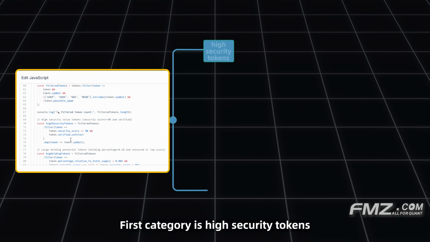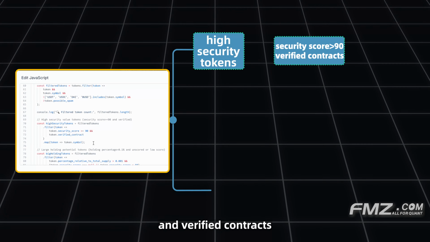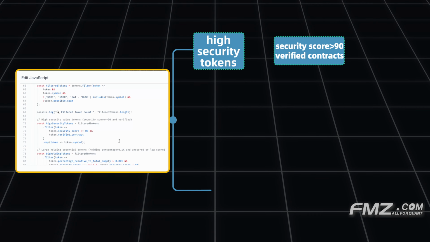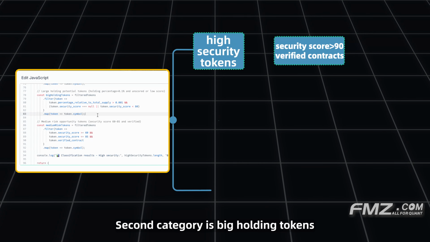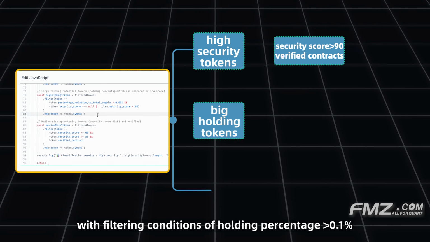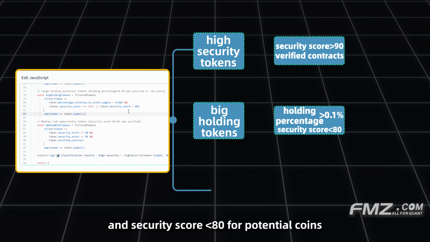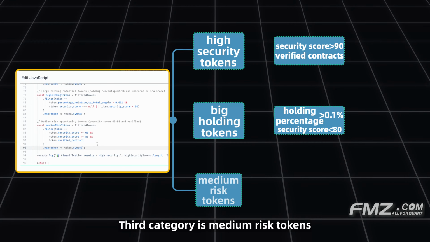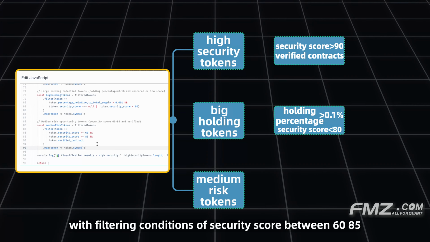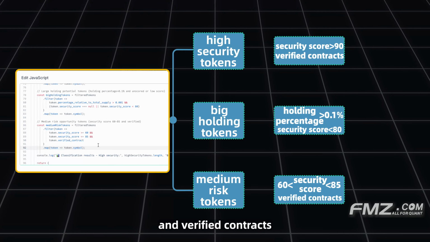First category is high security tokens, with filtering conditions of security score above 90 and verified contracts. Second category is big holding tokens, meaning large position tokens with filtering conditions of holding percentage above 0.1% and security score above 80 for potential coins. Third category is medium risk tokens with filtering conditions of security score between 60-85 and verified contracts.